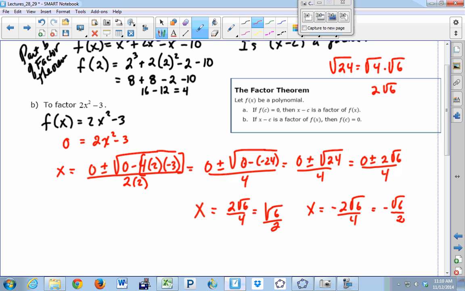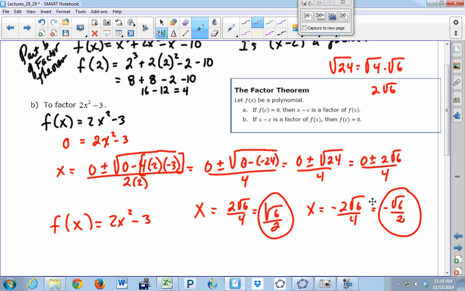So if I were to write this, notice these always come in pairs. Irrational roots or zeros always come in pairs. One's a positive, one's a negative. So if I were to factor this now, and here's the tricky part, here's my polynomial function in my polynomial form. What's my leading coefficient here?